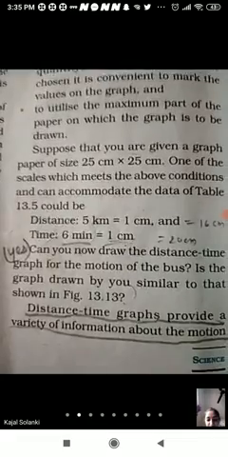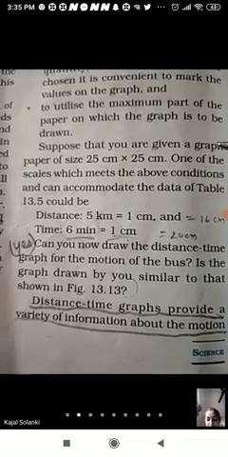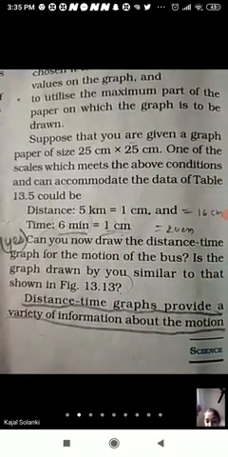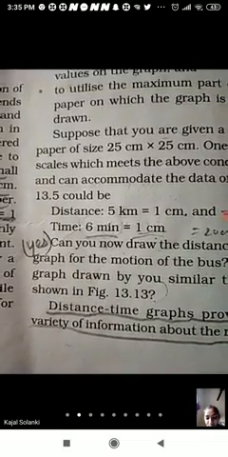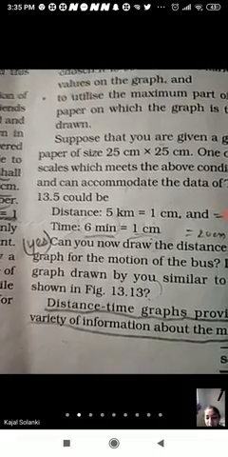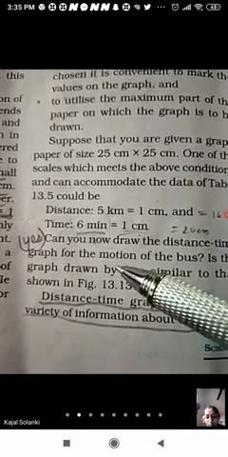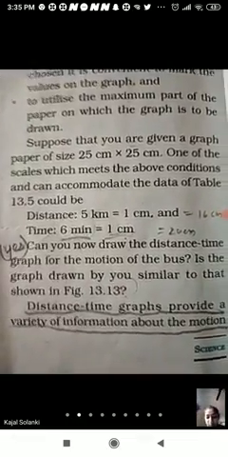Suppose that you are given a graph paper of size 25 centimeter into 25 centimeters. Choose one of the scales which meets the above condition and can accommodate the data of table 13.5. It could be distance 5 kilometers is equal to 1 centimeter, and time 6 minutes is equal to 1 centimeter. Now see here you have to assume.